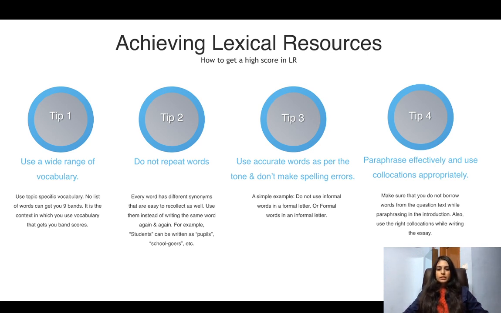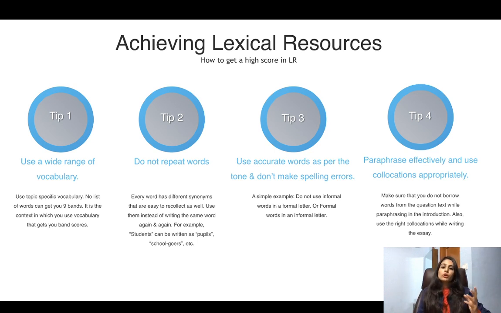Yes, do not repeat words. That is your tip 2. Every word has different synonyms that are easy to recollect as well. As I've mentioned earlier, we'll help you in recollecting synonyms and words. Most of the times, the words that we would tell you or prompt you to remember are the words you already know. If you remember words that you already know, you will be using them better in your essays in the examination. If you learn new words from your PDF files, chances are, number one, that under stress you will not be able to use them in your real test because you'll be pressurized, those words would not come into your mind.